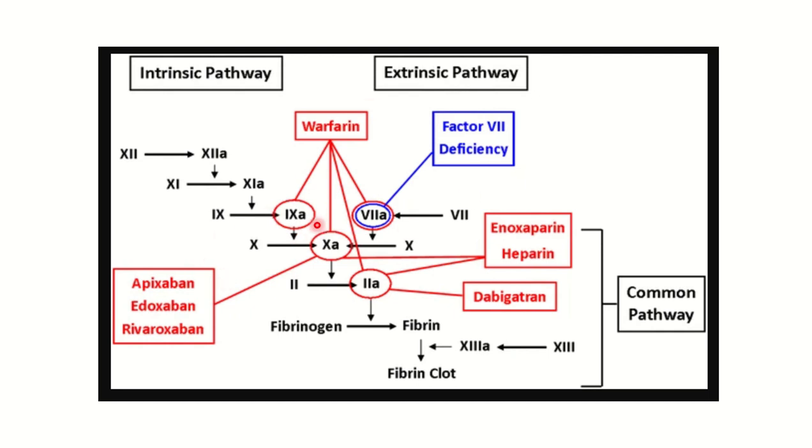And here we can see different actions, as here we can see the warfarin, and warfarin acts on four important factors. Here we can see this is 2, 7, 9, 10. So the warfarin acts on 2, 7, 9, 10. It is the large pathway, or it acts on the four important factors to prevent coagulation.